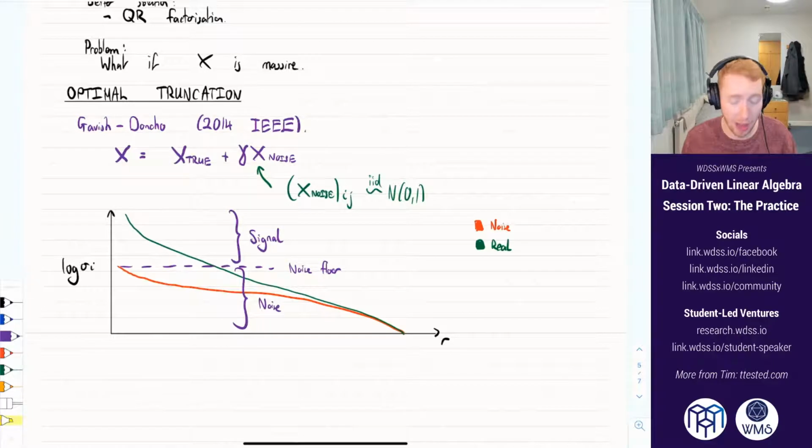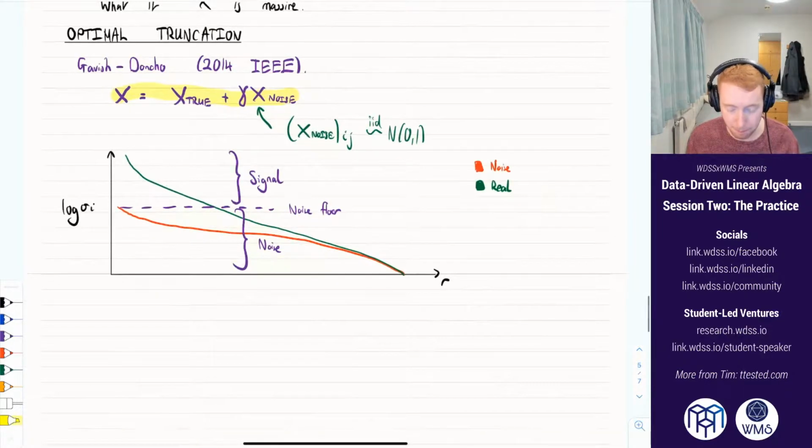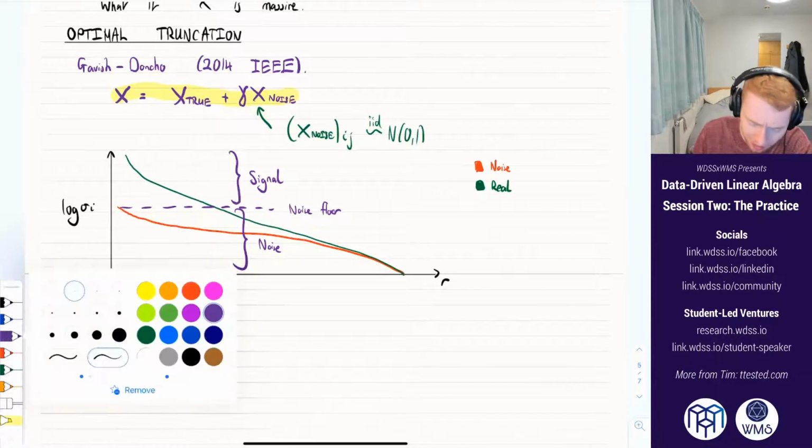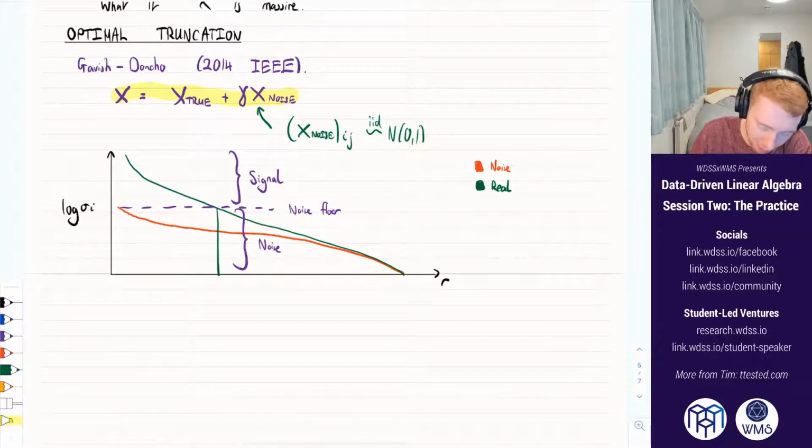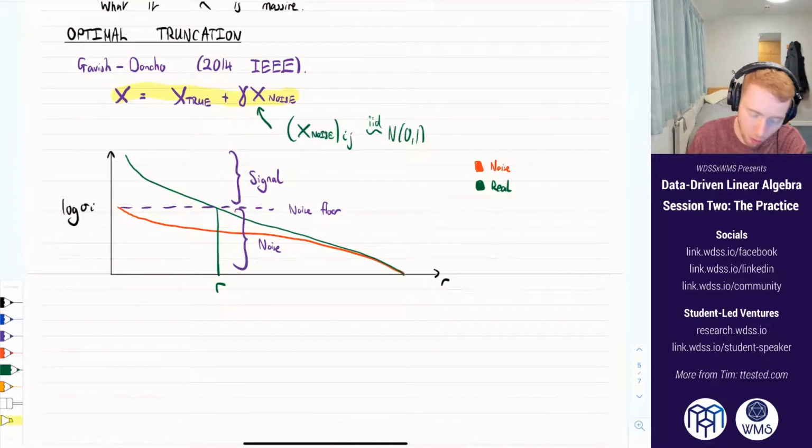It can be shown that if our data does have this form, which is a reasonable assumption to make, then we take where this noise floor crosses our singular values, and that is the place we truncate. Any singular value bigger than the noise floor we keep, otherwise we remove it. And it can be shown that this is optimal. If our data has that form, which is again a reasonable assumption, this is the optimal truncation you can do in terms of the Frobenius norm.